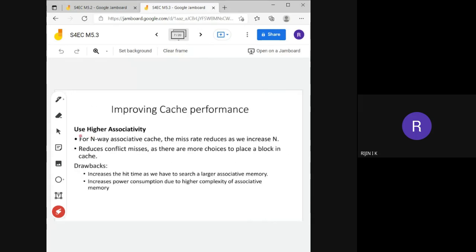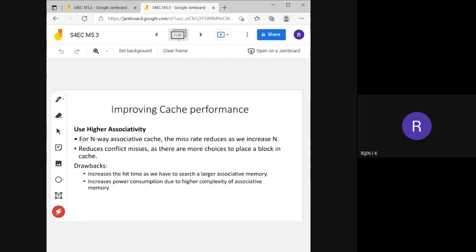The next one was we can use higher associativity. That will also improve the cache performance. For an n-way associative cache, the miss rate reduces as we increase n, and it also reduces conflict misses as there are more choices to place a block in the cache memory. Because if you are using a larger associativity, there are more choices in a particular set, isn't it? So that will reduce the conflict misses.